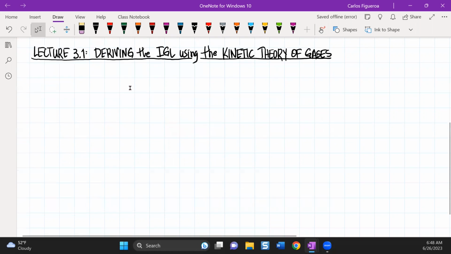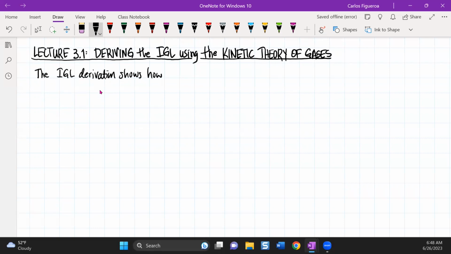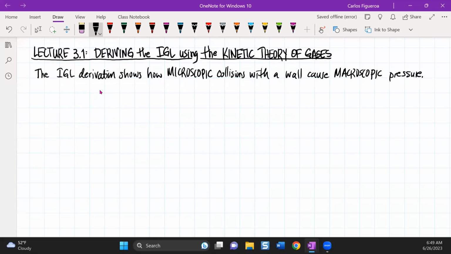So here we go. Lecture 3.1. The ideal gas law derivation shows how microscopic collisions with a wall cause macroscopic pressure. There are 3 main pieces.